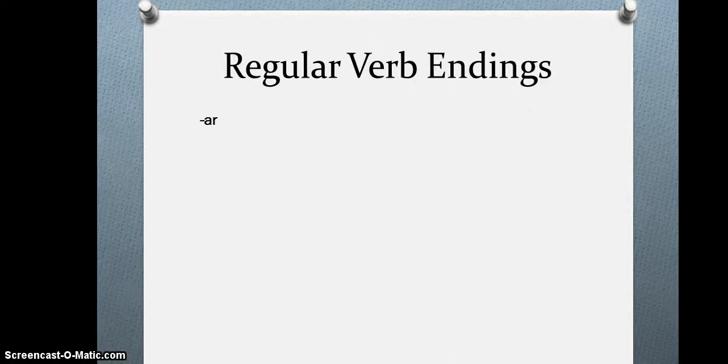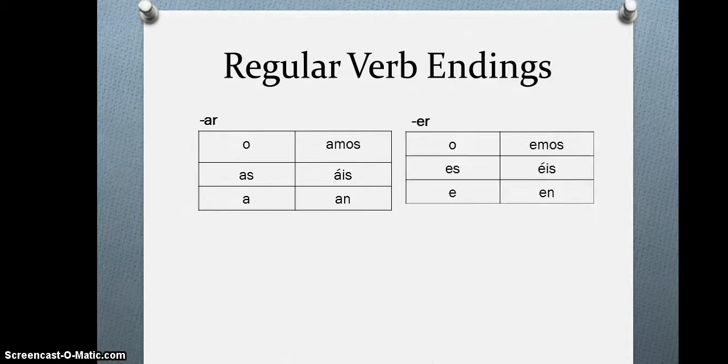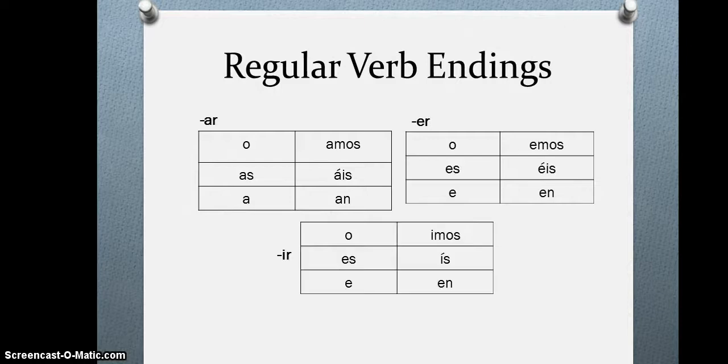We have AR verb endings: o, as, a, amos, áis, an. Remember, the vosotros is pronounced like an ice pack or a cup of ice. And then we have ER verbs: o, es, e, emos, éis, en. And the ER vosotros is pronounced like the ace of spades in a deck of cards, ace. We have IR verbs, where the chart goes: o, es, e, imos, ís, en.